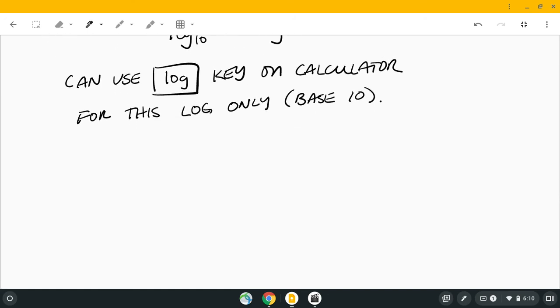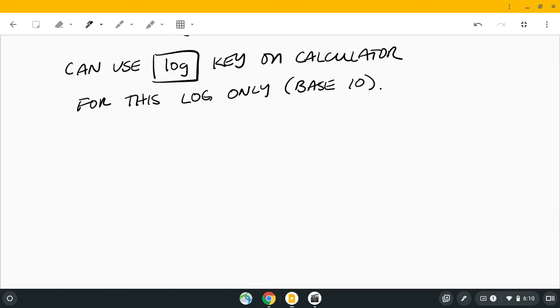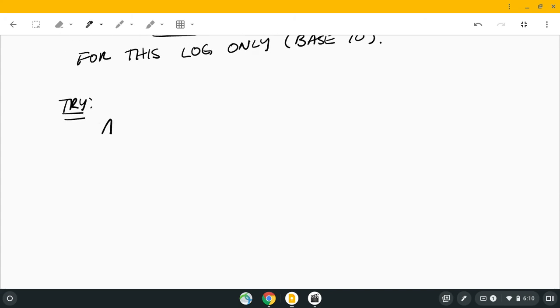So go ahead and turn on your calculator and let's make sure you can find that button and make sure you can enter everything correctly. Go ahead and try these, and see if you get this answer, 0.602.